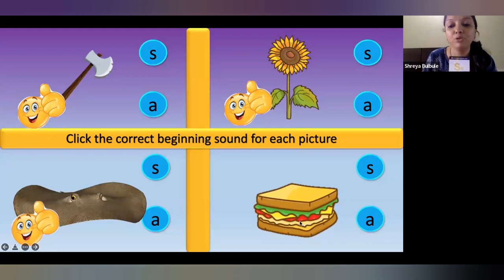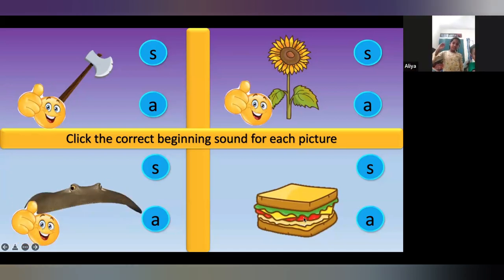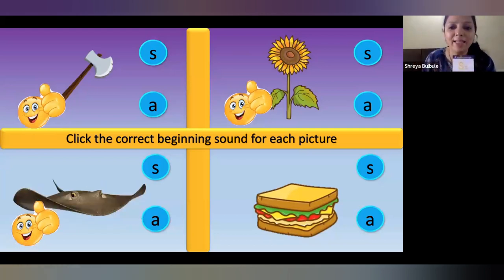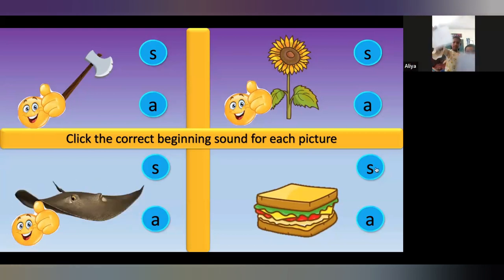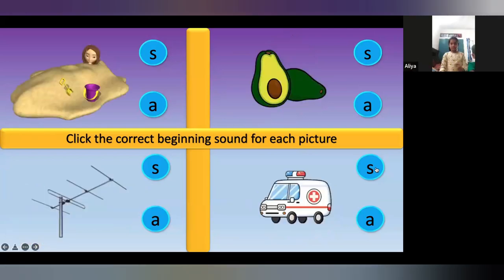Next, what is this? This is so yummy. I'm sure you know what this is. Yes, sandwich. What sound does sandwich start with? S again. Yes. So I will select S. Good job.